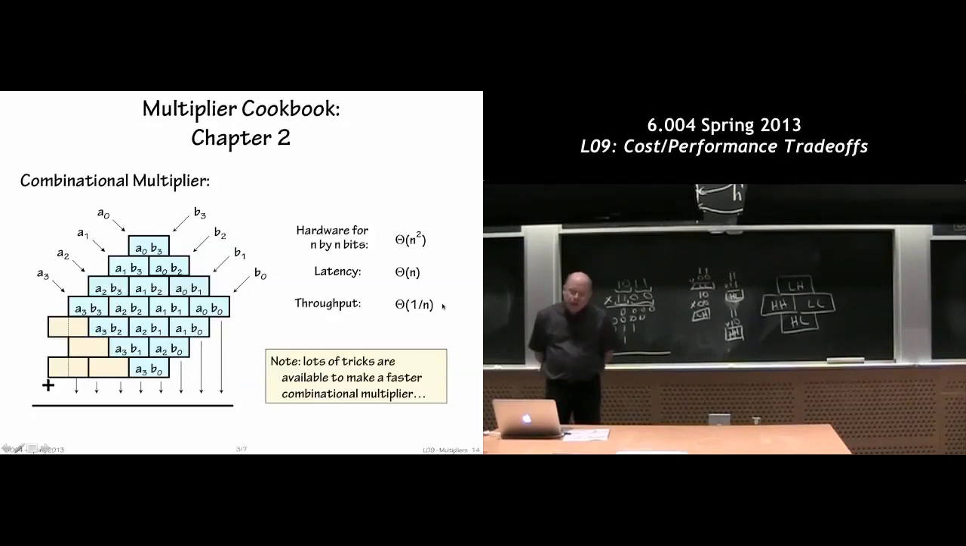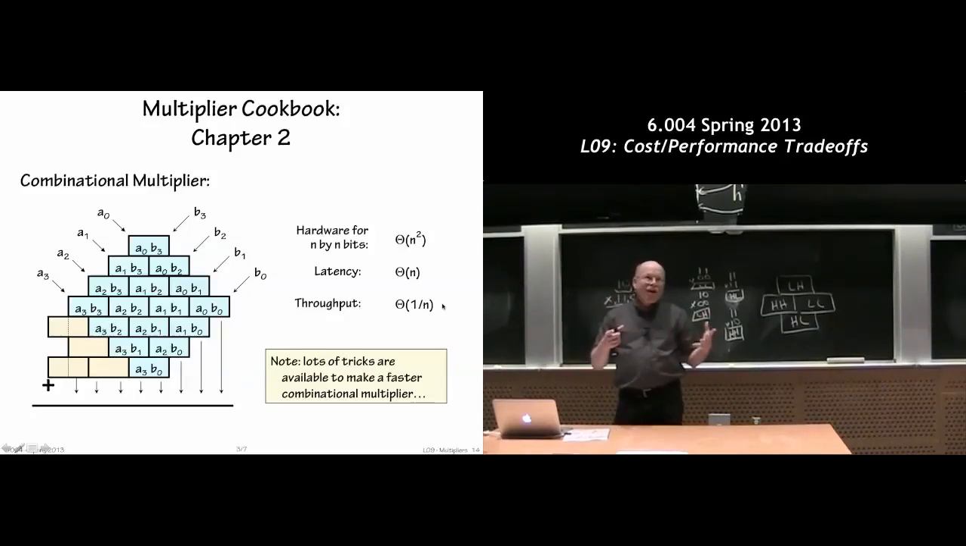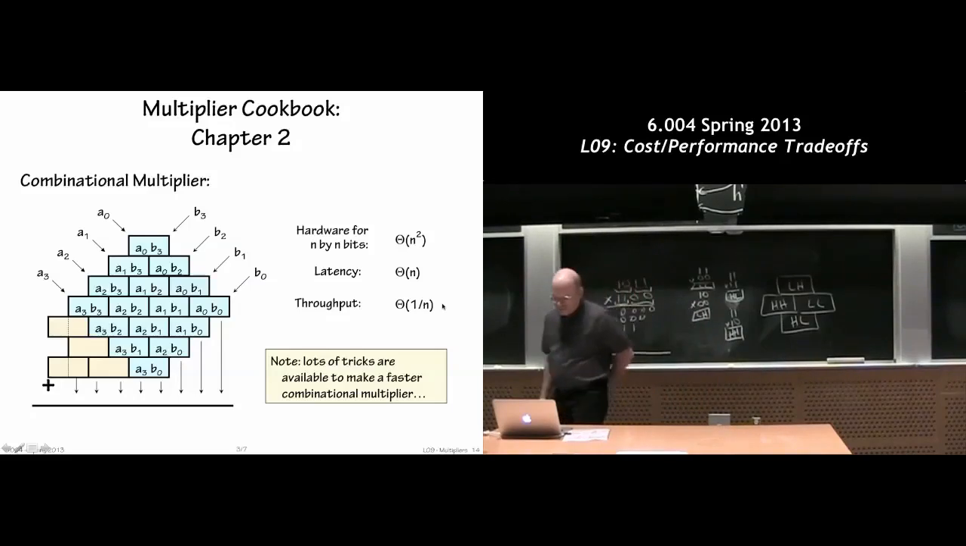Okay, and this was a pretty naive implementation. There are lots of tricks you can do, which you can learn about in other courses, that make the hardware twice as small. That doesn't change the order of the cost of the hardware, but it does reduce some of the constants and makes a big difference.